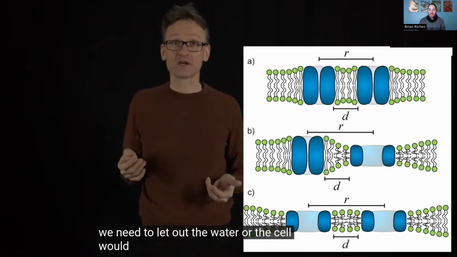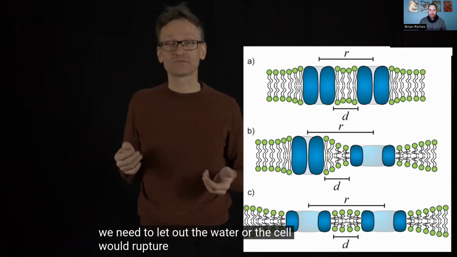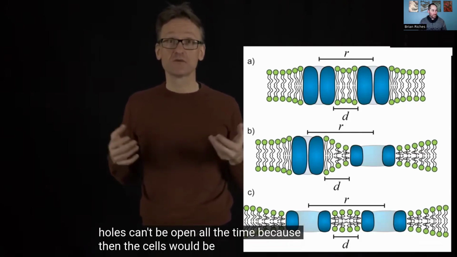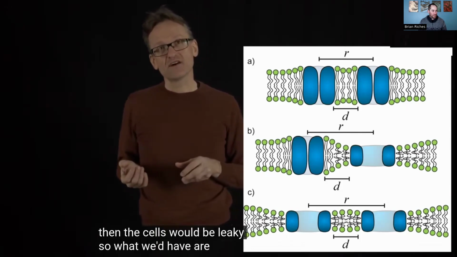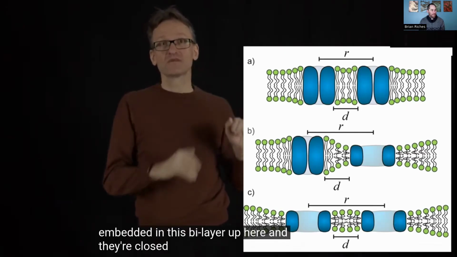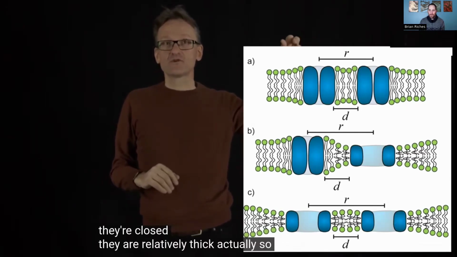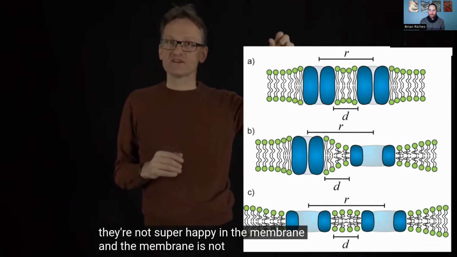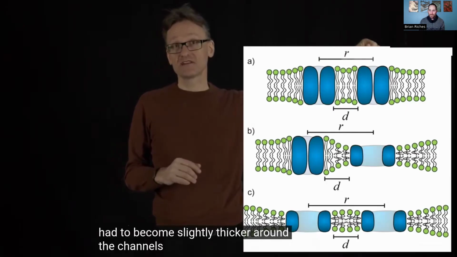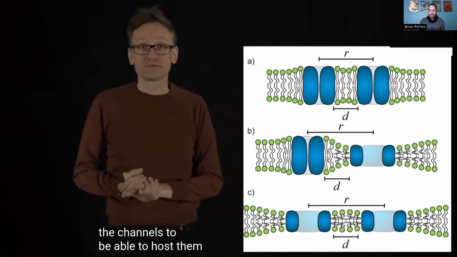Just to be clear, this is the same type of mechanical gate. Even though they're describing this in a different part of the body, the way the gate works is still the same way. Would rupture. On the other hand, these holes can't be open all the time because then the cells would be leaky. So what we'd have are channels that under normal circumstances sit embedded in this bilayer up here and are closed. They are relatively thick actually, so they're not super happy in the membrane and the membrane is not super happy with them. Do you see here how the membrane has had to become slightly thicker around the channels to be able to host them?